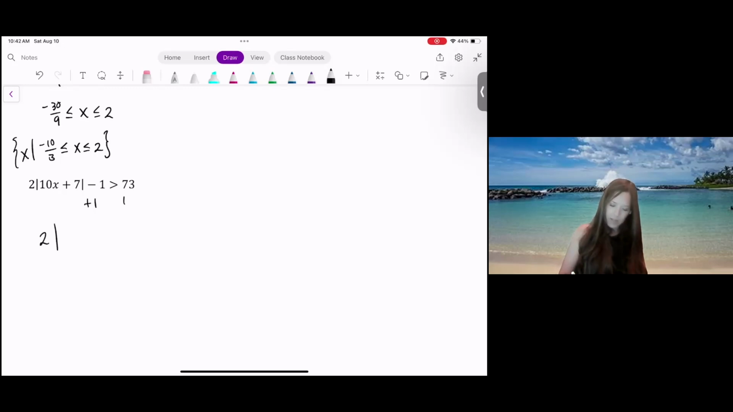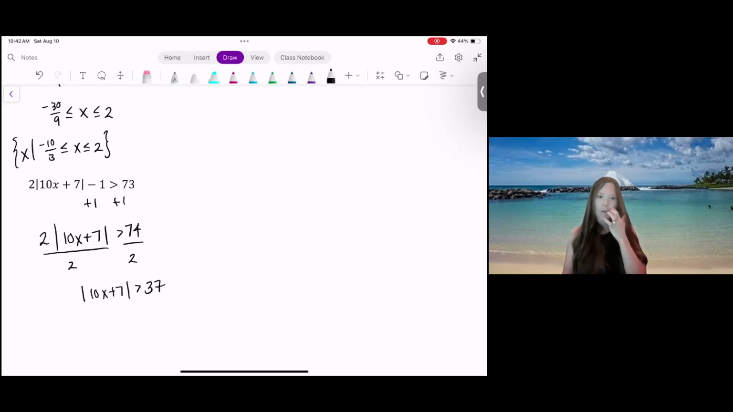I then have 2 times the absolute value of 10x plus 7 is greater than 74. And then I undo the multiplication by 2 and divide by 2 on both sides of the inequality. I then have the absolute value of 10x plus 7 is greater than 37. Now I can split the inequality, but remember this is a greater than symbol with the absolute value on the left, which means I need to make this an or.